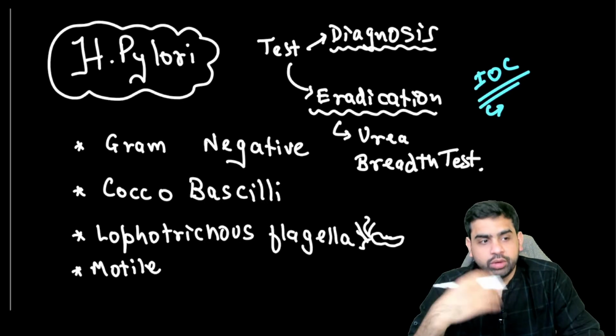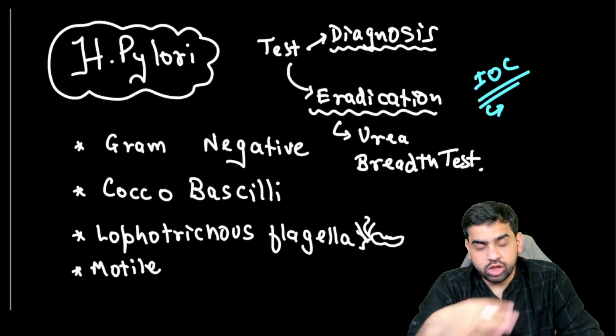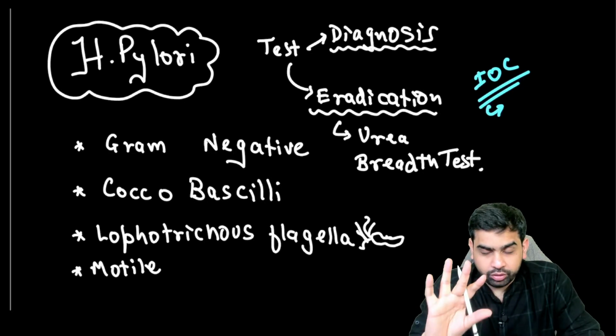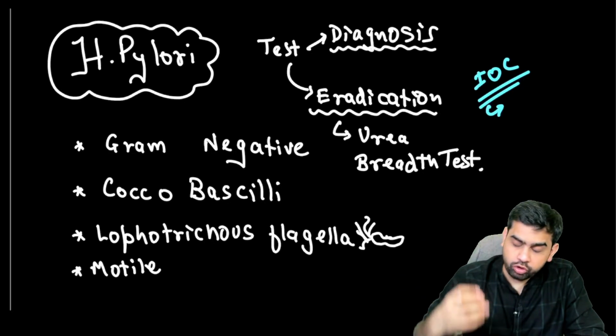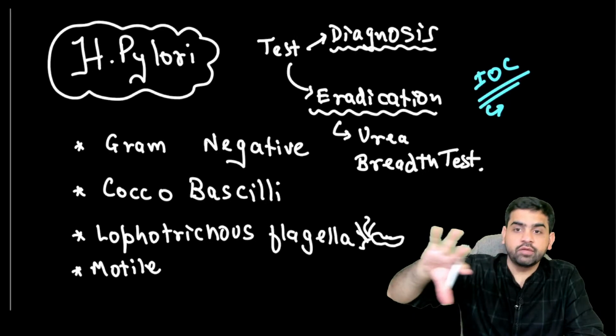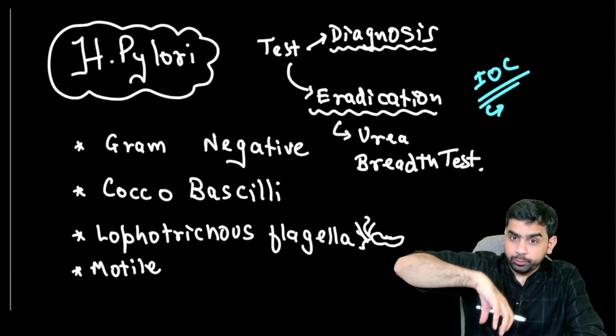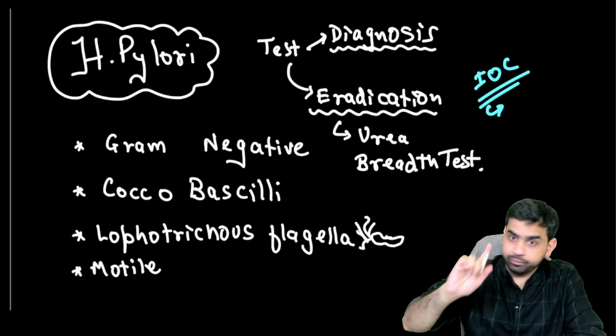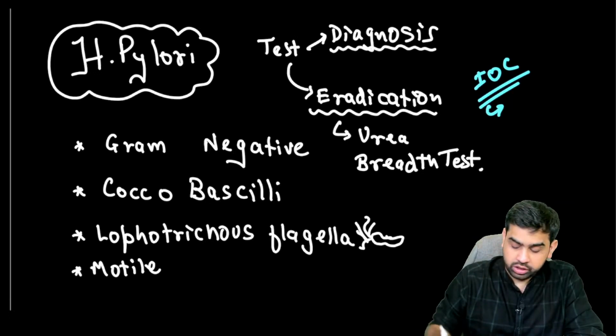So what about the urease tests? The urea breath test or the rapid urease test? Please try to understand here. The investigation of choice, with 100% sensitivity, is that you do an upper endoscopy, take a biopsy, and send it for culture. That is the investigation of choice.